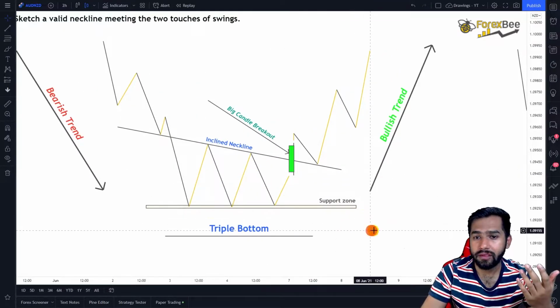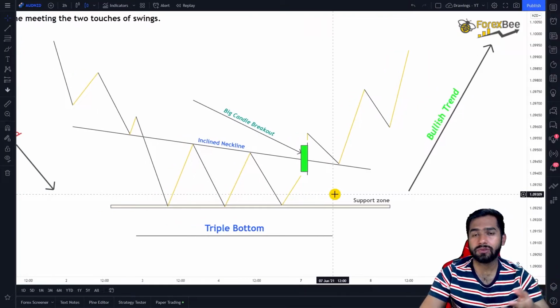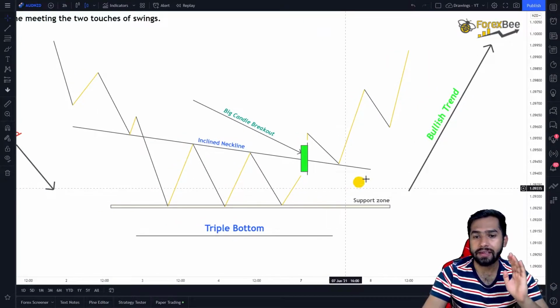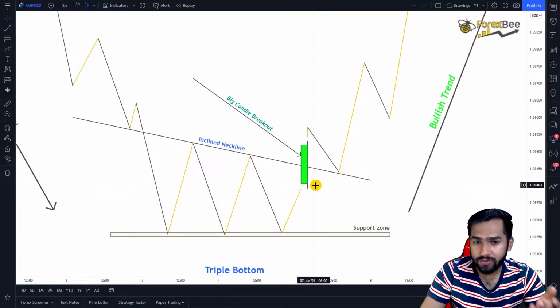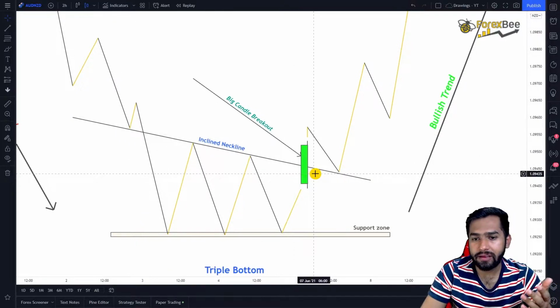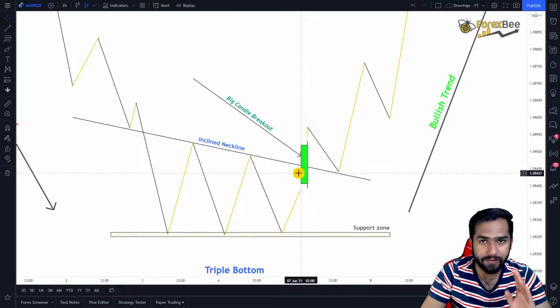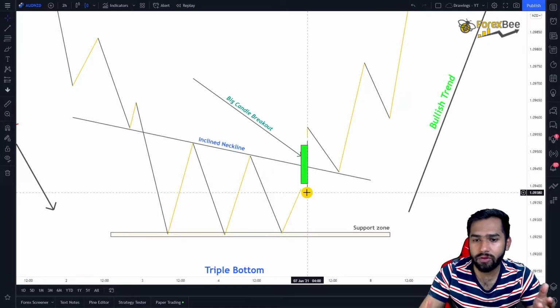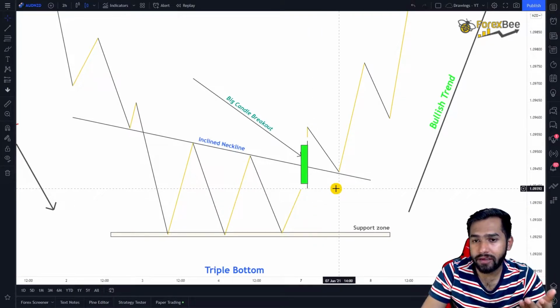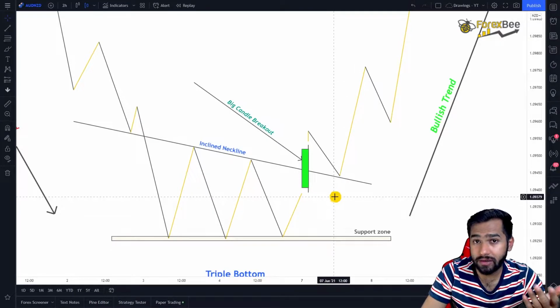Now there's one important thing to understand here: in order to have a good win probability for this pattern, the breakout candle that breaks out through this neckline should be a big impulsive candle. Okay, it should not be a pin bar or any candle with a small body, because that would not indicate that buyers are in good momentum.